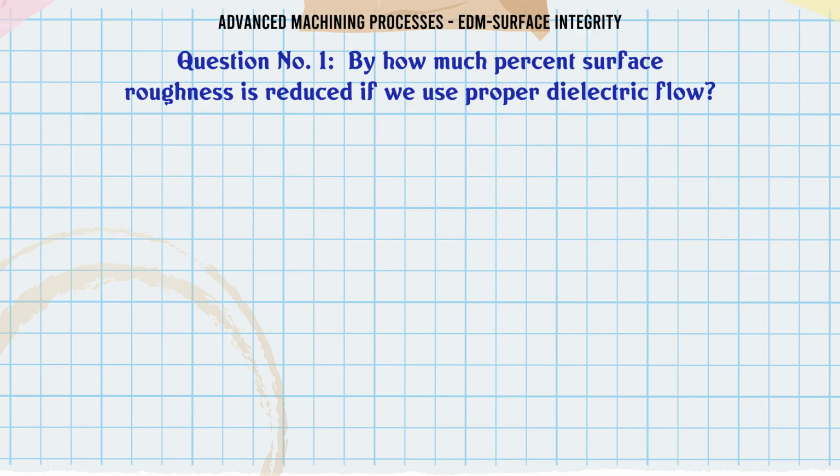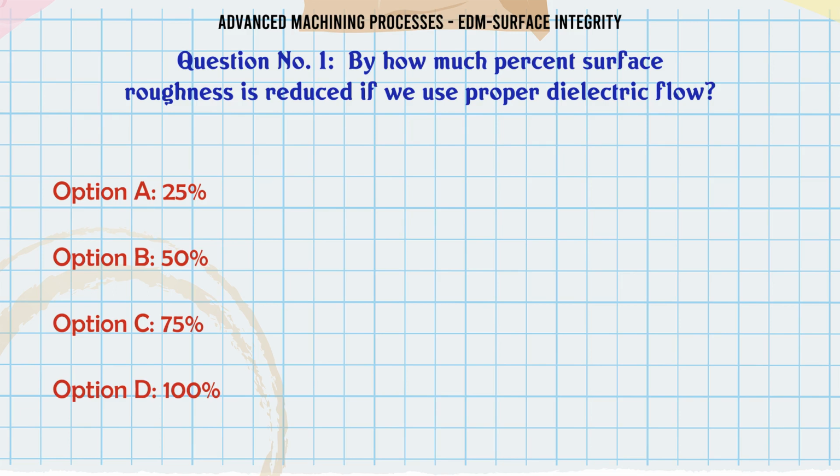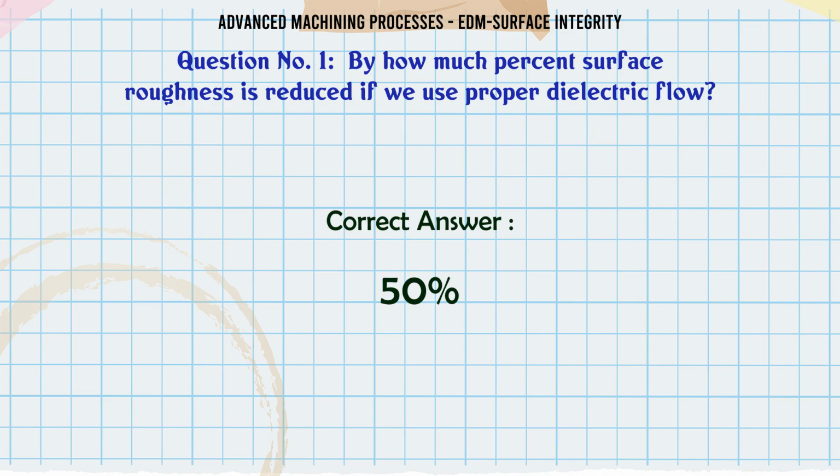By how much % surface roughness is reduced if we use proper dielectric flow? A 25, B 50, C 75, D 100. The correct answer is 50.